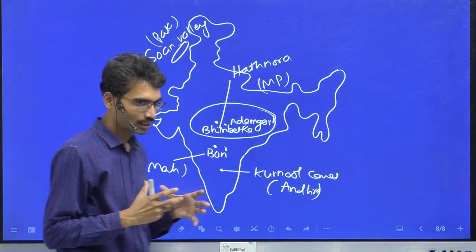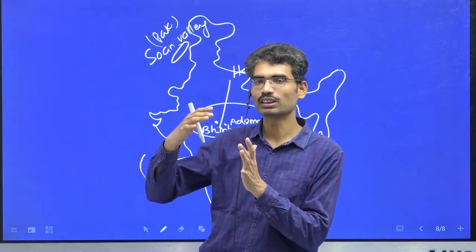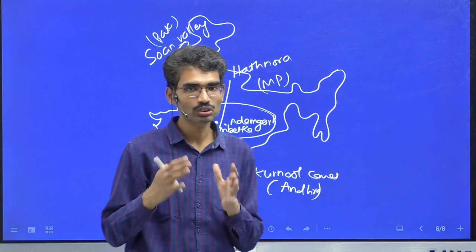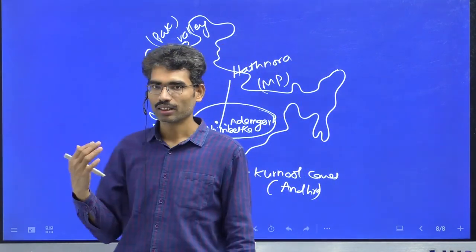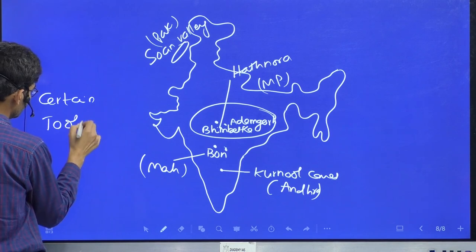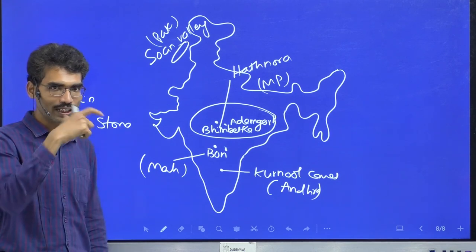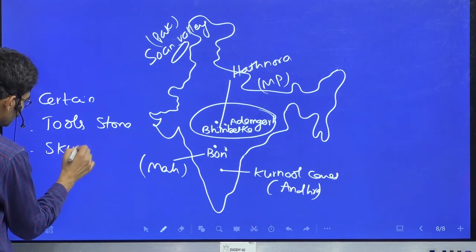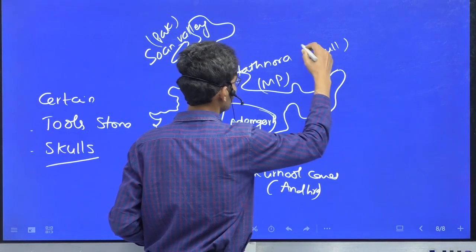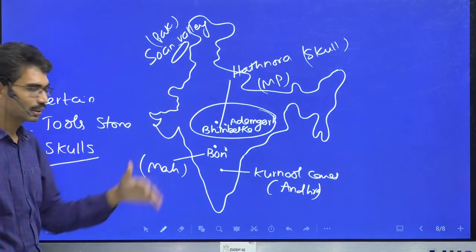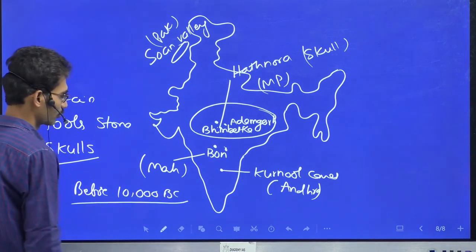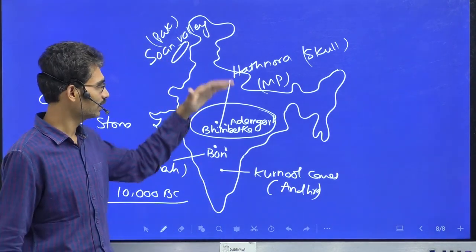In these places, whatever the large stone tools, Paleolithic people, we don't have evidence of any written records. We have to know about these people from the stone tools which they utilized. From these places, we got certain stone tools which belong to Paleolithic. In some places, we have skulls. For example, Hathnora skull. They give the evidence that Paleolithic stage people, that means before 10,000 BC. Before 10,000 BC, people were living in Indian subcontinent.